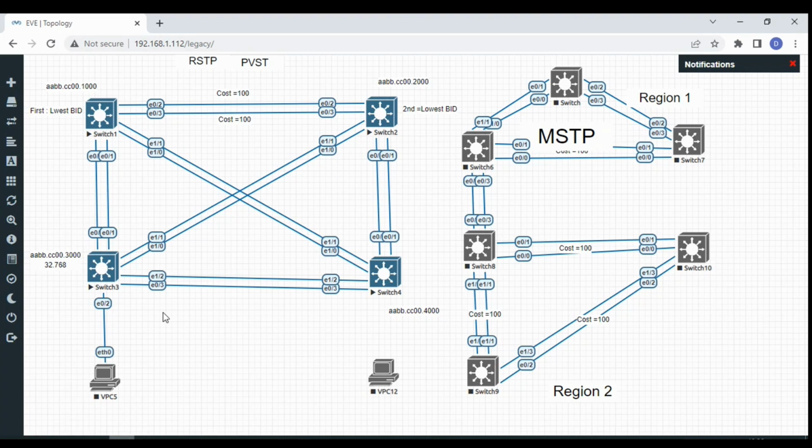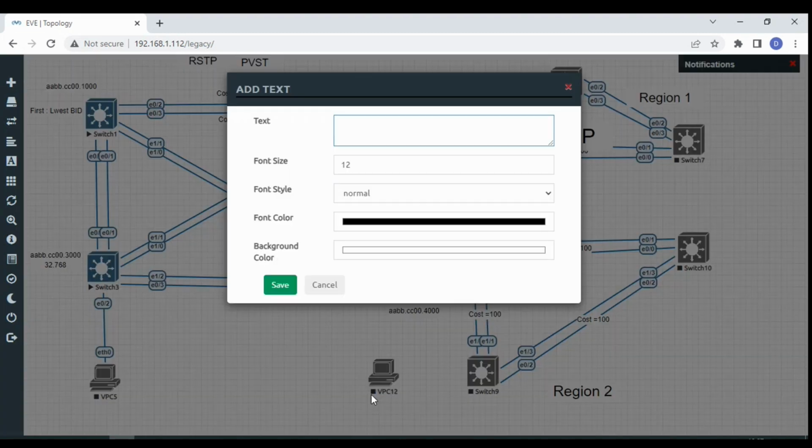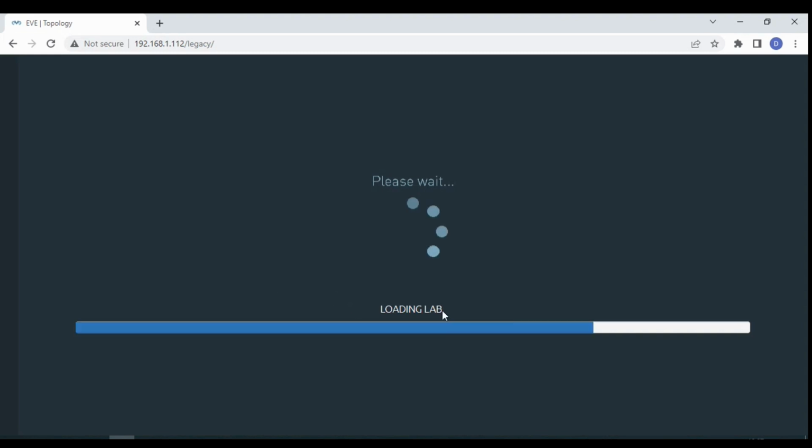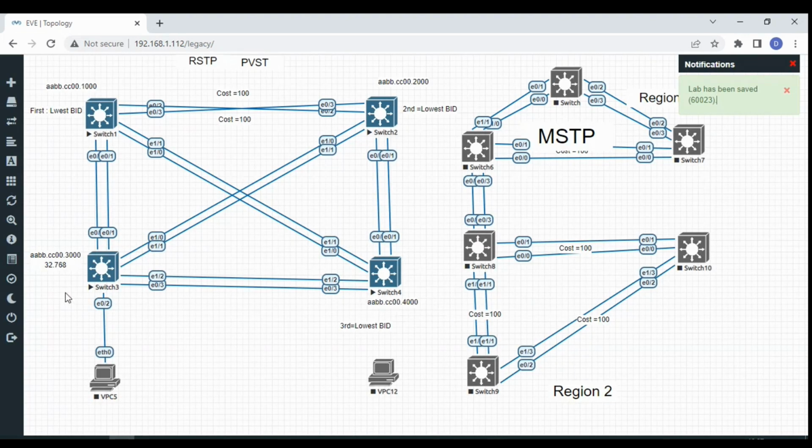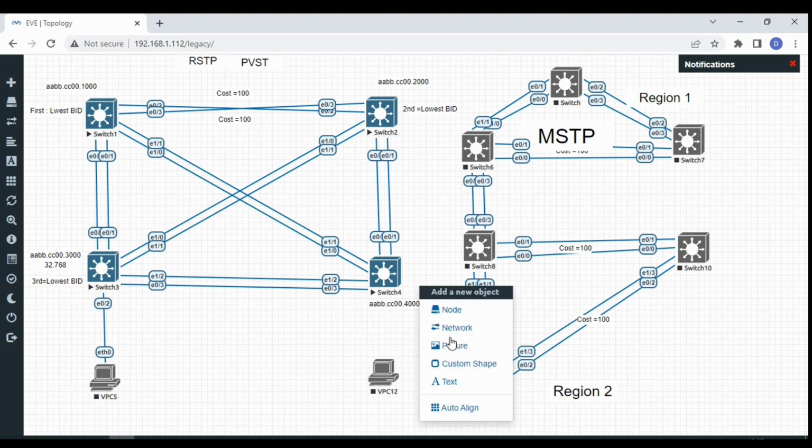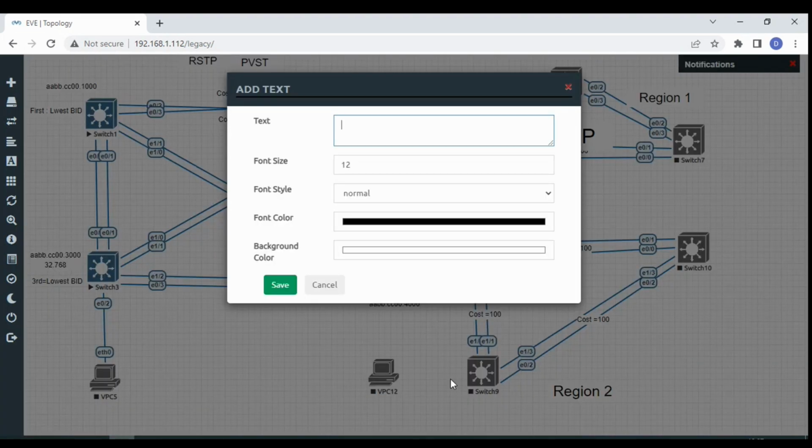So this becomes the second lowest. Let me note the third lowest BID, and this is the highest BID. Switch 3 is third, and switch 4 is the highest BID because the last digits are 400. In the EVNG IOS image, the MAC address is burned in by the IOS, only to understand it in an easy way.